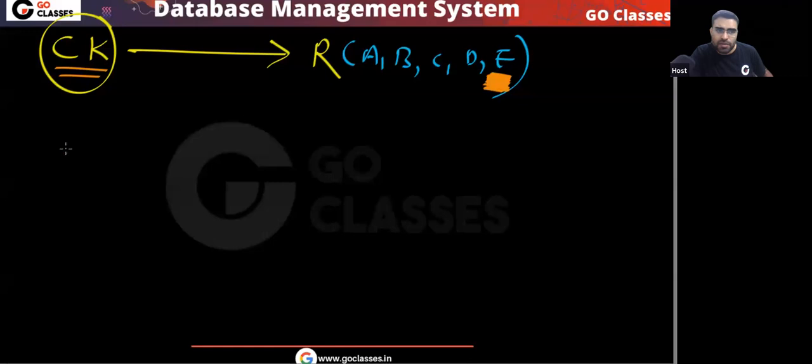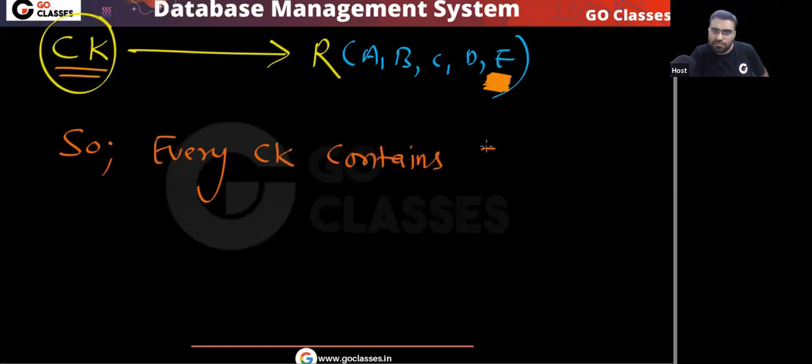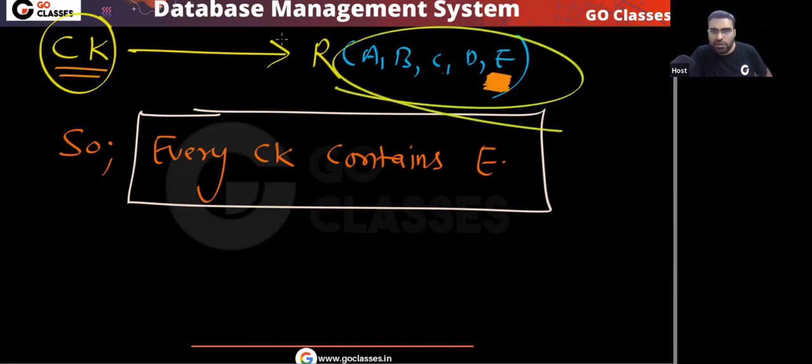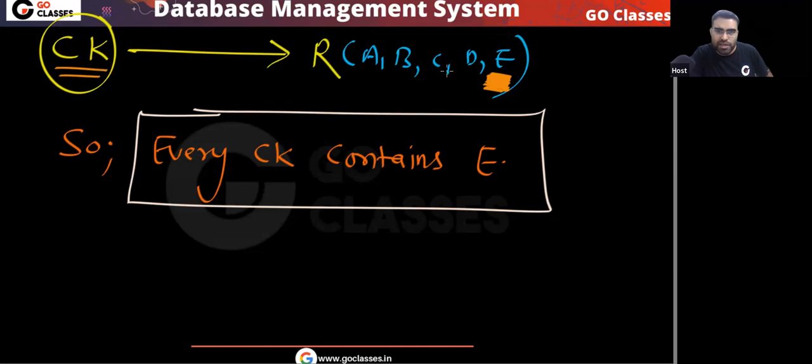So can I say that every candidate key contains E? Yes or no? Is this clear? Please let me know. Because a candidate key should derive everything, all the attributes, every candidate key contains E.